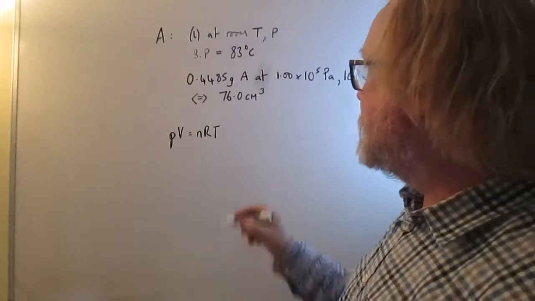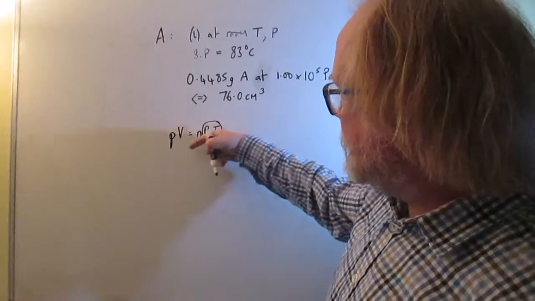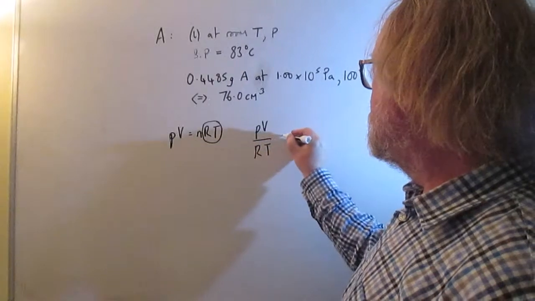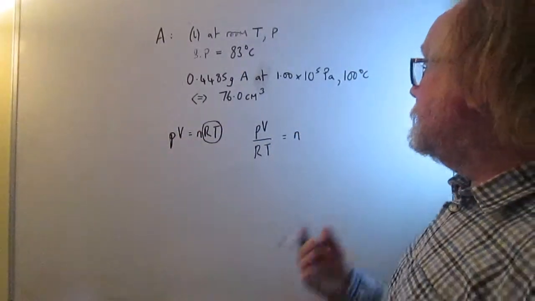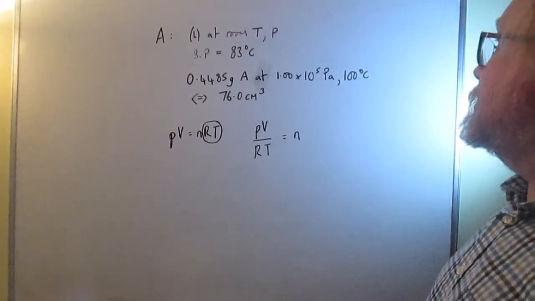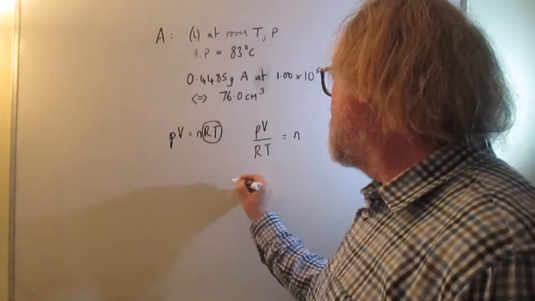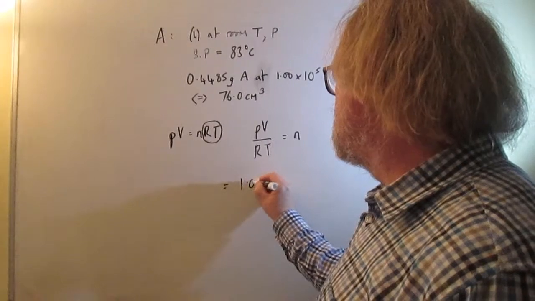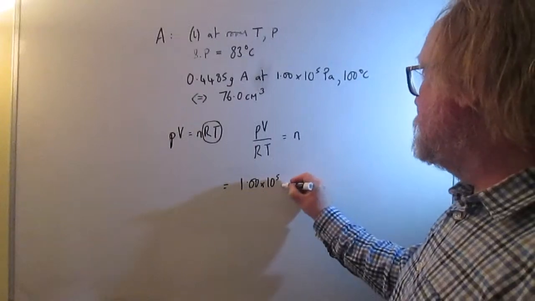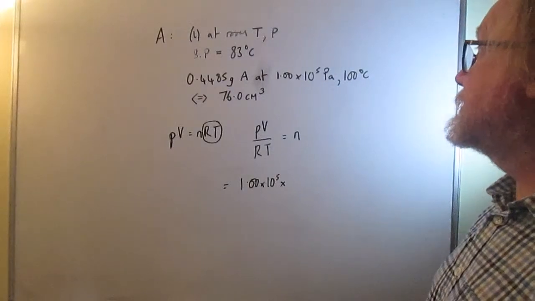So the first job is to rearrange that. Remember that that pair of terms we can just slide diagonally across and get PV divided by RT is equal to n. And then we've just got to plug the numbers in, but you have to be very careful here with units. So pressure has to be in Pascals, and it is, so that one is easy. So that's 1.00 times 10 to the 5, so that one doesn't need changing.